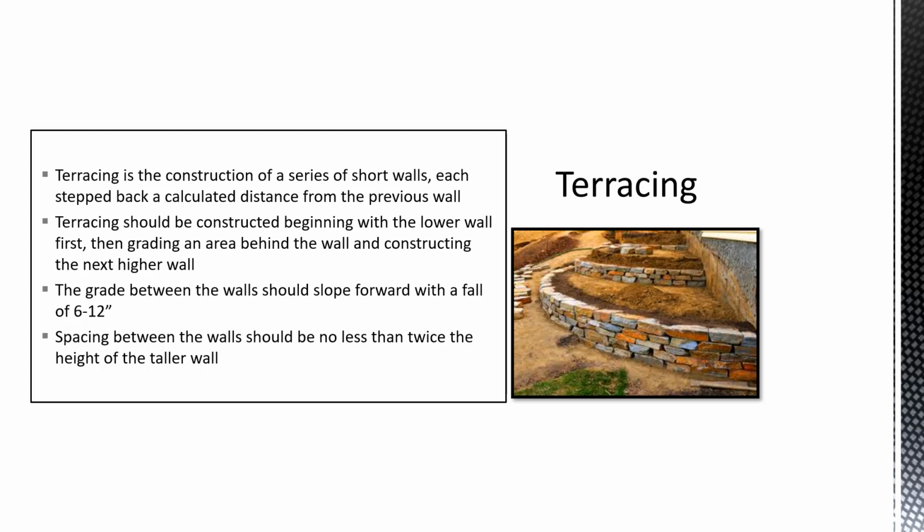But each step back is a calculated distance from the previous wall. Terracing should be constructed beginning with the lower wall first, then grading an area behind the wall and constructing the next higher wall. The grade between the walls should slope forward with a fall of 6 to 12 inches. Make sure you get that water off. And then spacing between the walls should be no less than twice the height of the taller wall. So there's your specs when you are terracing.